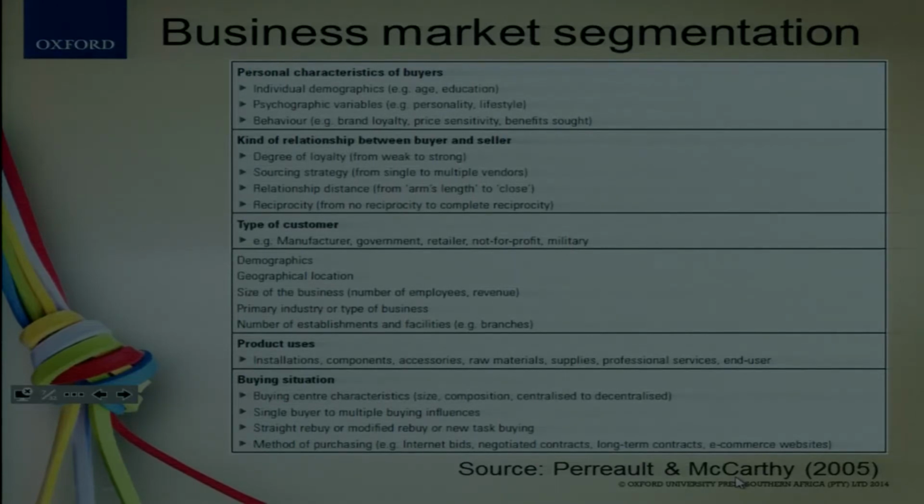Another thing, you have to look at the product usage. Who's going to use the product? How are you going to get the product to people? Sometimes you find that you've got a product, but there are other aspects that you need to adhere to before you can deliver the product, like the installation fees, the components of your product, accessories, new material, the suppliers, professional service, and the end users.